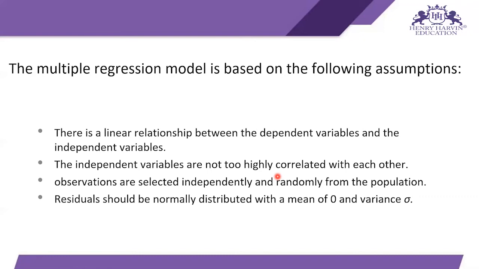Observations are selected independently and randomly from the population, and residuals should be normally distributed with a mean of 0 and variance sigma. So these are the assumptions for multiple linear regression.